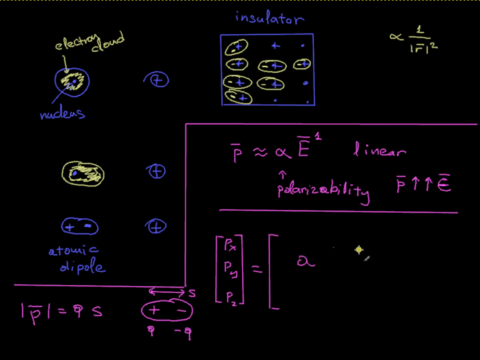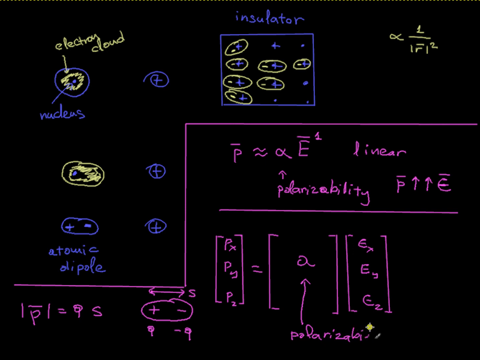I will not fill this in. It will be A_xx, and so on. Anyway, it will be a 3x3 matrix. And also, this will be the X component of the electric field, this will be the Y component, and this will be the Z component. So this is still the polarizability, but now because it's a matrix, I will call it the polarizability tensor.